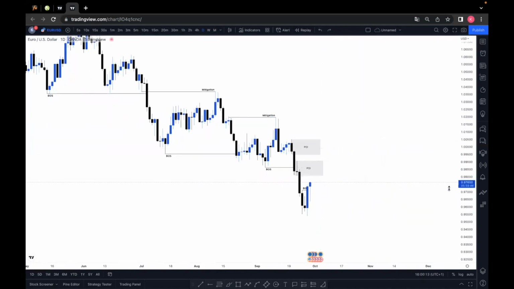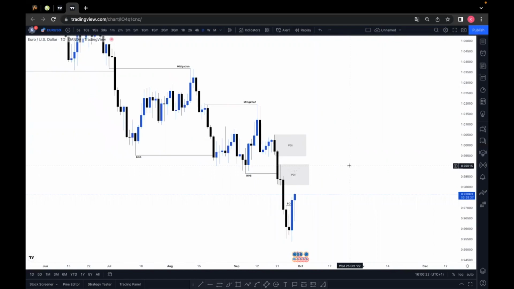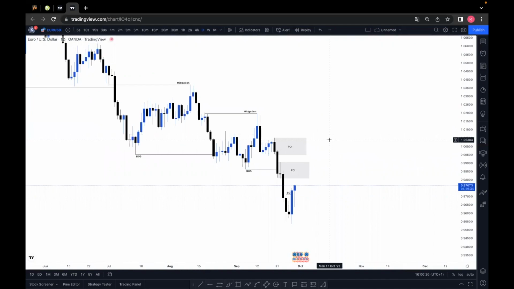Now, as an intraday trader, me personally, I'm not willing to wait weeks for price to come to my daily POIs, right? Sometimes it can take much longer for price to come to your daily POIs. So I just want to get in and get out. So what should I do?